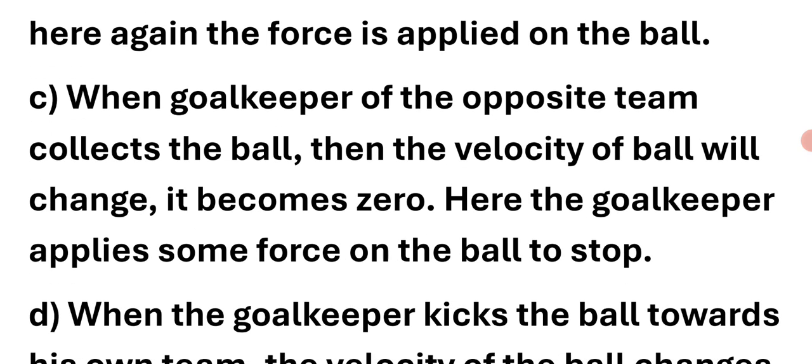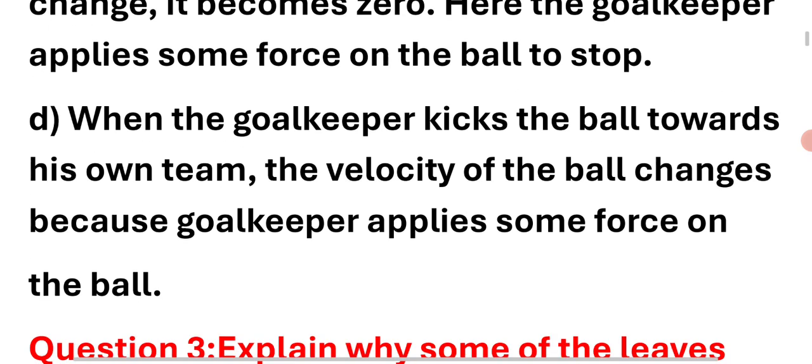Third answer, when the goalkeeper of the opposite team collects the ball, the velocity of the ball will change. It becomes 0. Here the goalkeeper applies some force on the ball to stop it. Fourth one, when the goalkeeper kicks the ball towards his own team, the velocity of the ball changes because the goalkeeper applies some force on the ball.